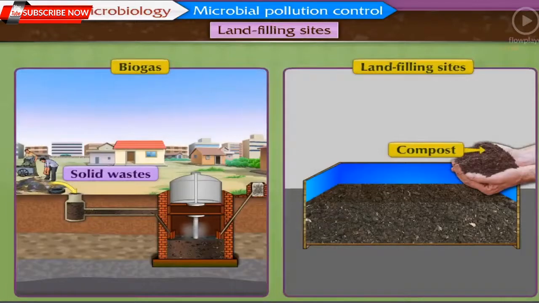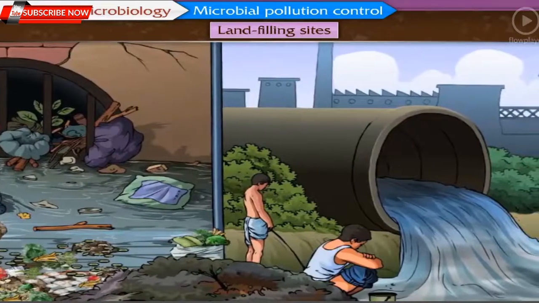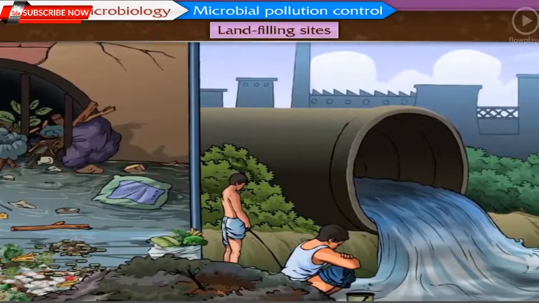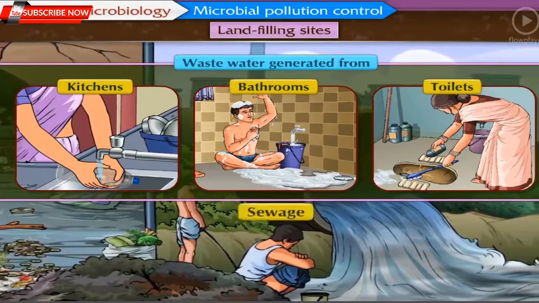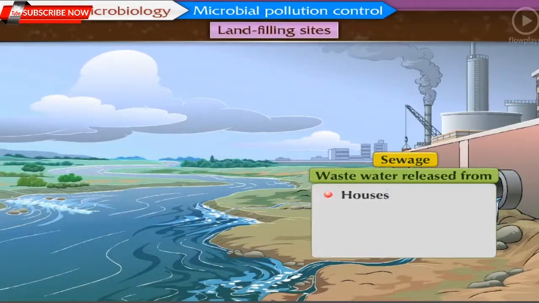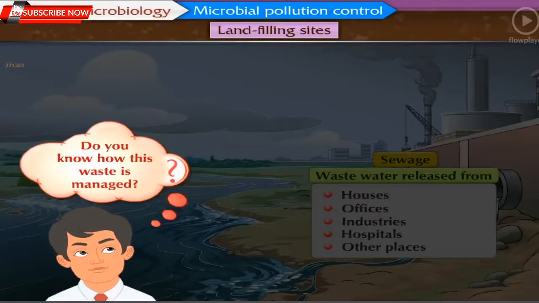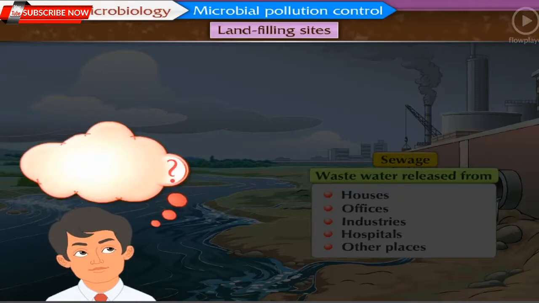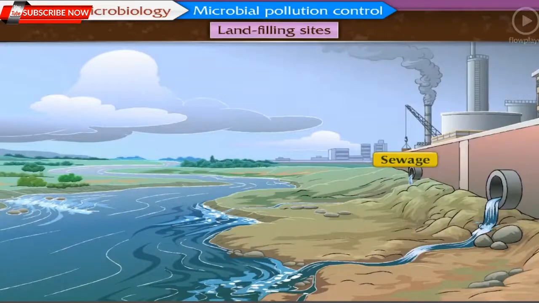Till now, we were talking about the role of microorganisms in decomposition of solid wastes. But how could you forget that a large amount of liquid waste is also generated through various human activities? This liquid waste is called sewage. Sewage can be described as the wastewater that is released from houses, offices, industries, hospitals, and other places. Do you know how this waste is managed? Do microorganisms help in disposal of this waste? Come, to find the answers to all these questions, let us proceed to the next part of the chapter.